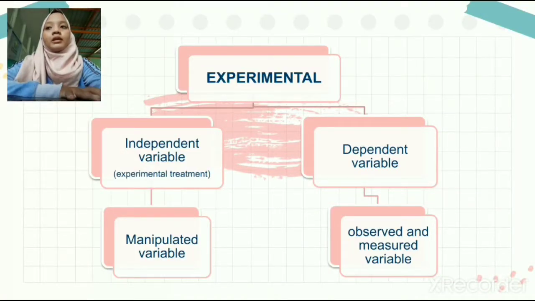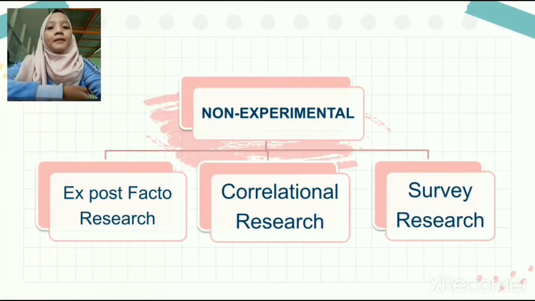The manipulated variable is called the experimental treatment or the independent variable, while the observed and measured variable is called the dependent variable. Mostly non-experimental research forms relationships, including ex post facto and correlational research and survey research.